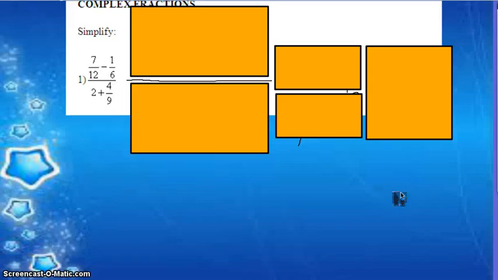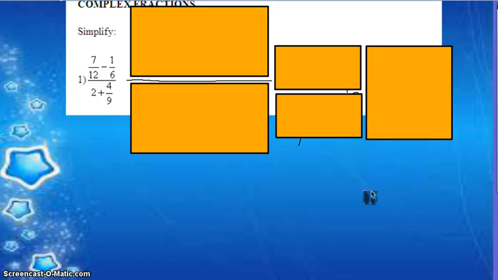All right, today we're going to look at complex fractions. So as you can see, we have a numerator that involves subtraction and a denominator that involves addition of fractions. To simplify complex fractions, we're going to combine addition and subtraction with our multiplication and division.